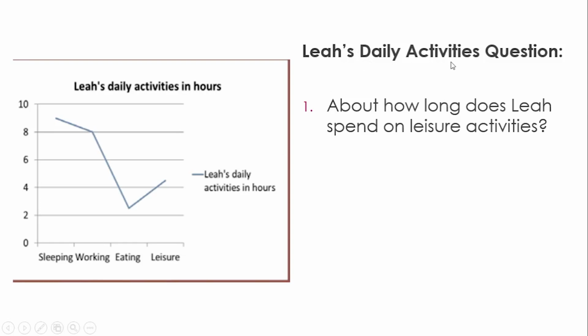Now let's look at Leah's daily activities using a line graph. About how long does Leah spend on leisure activities? It looks like sleeping, she spends about 9 hours. Working, she spends about 8 to 9, 8.5. Eating, she spends about 3, almost 3. And leisure, she spends about almost 5.